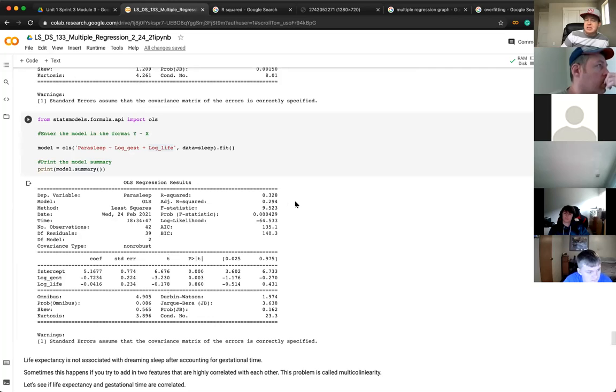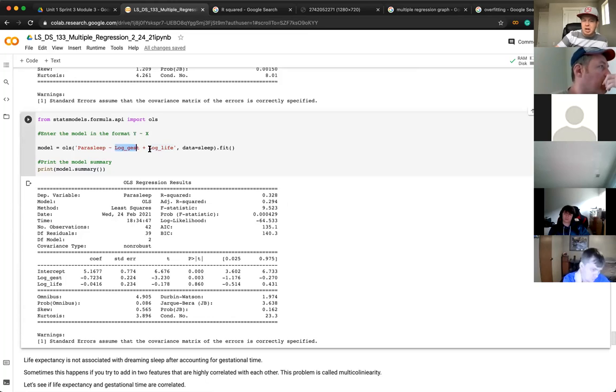This really tells me something about the relationship between lifespan and gestation, right? It tells me that they're really saying kind of the same thing. Once we control for gestation time, lifespan isn't saying anything that gestation didn't already say about Y, right? And vice versa. So take a look at this.